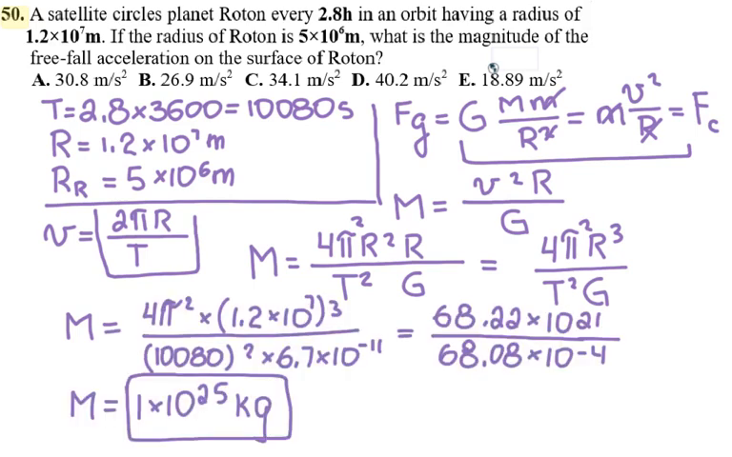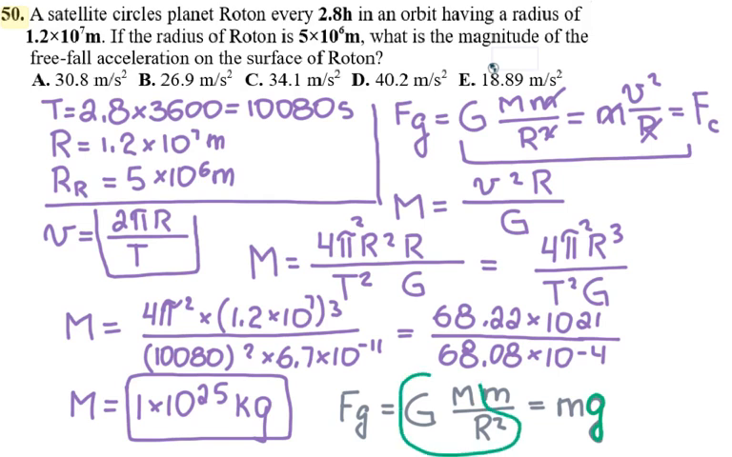So I got the mass of Roton equals 1 times 10 to the 25th kilogram. And from the force of gravity, GMm over r squared, sometimes we write the force of gravity as mg. They ask you to find acceleration due to gravity on the planet of Roton. So this part is going to be the acceleration due to gravity, with the mass of the Roton that we just found and the radius of the Roton.